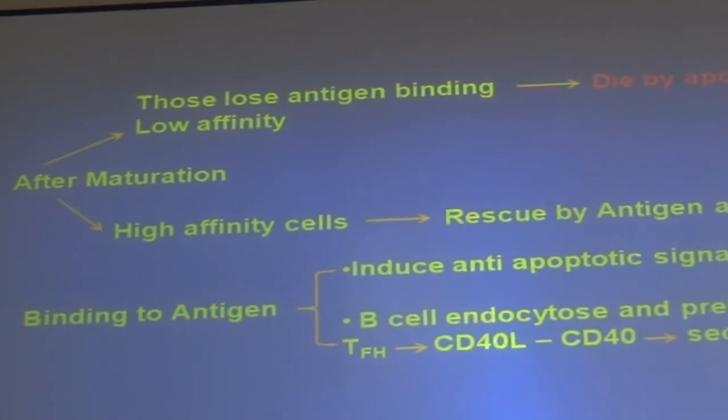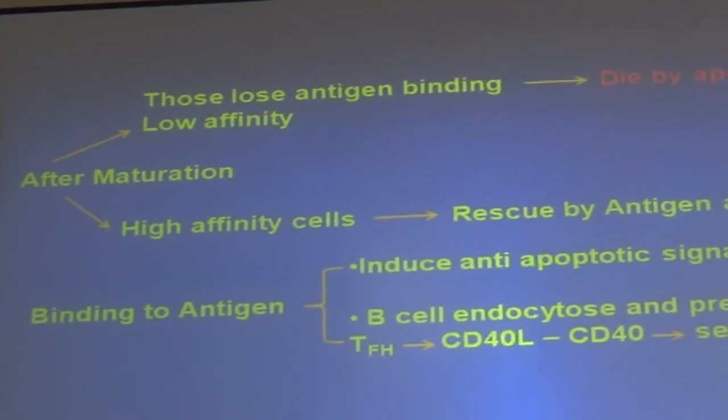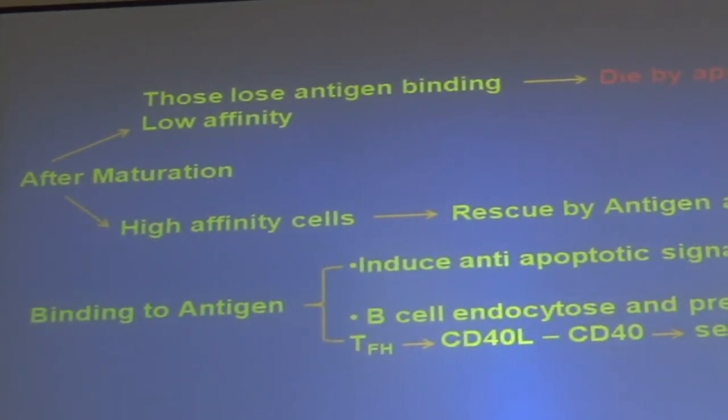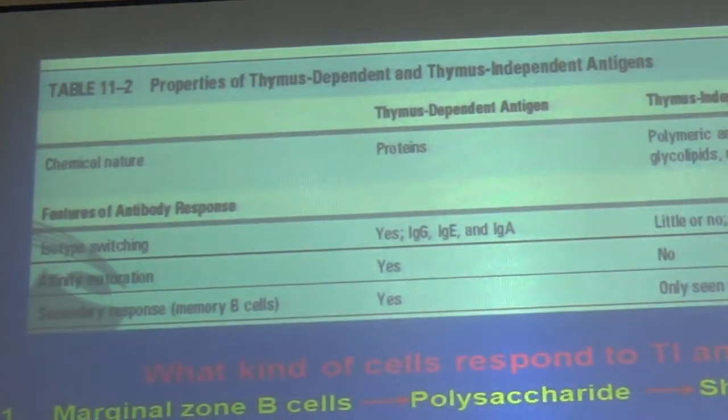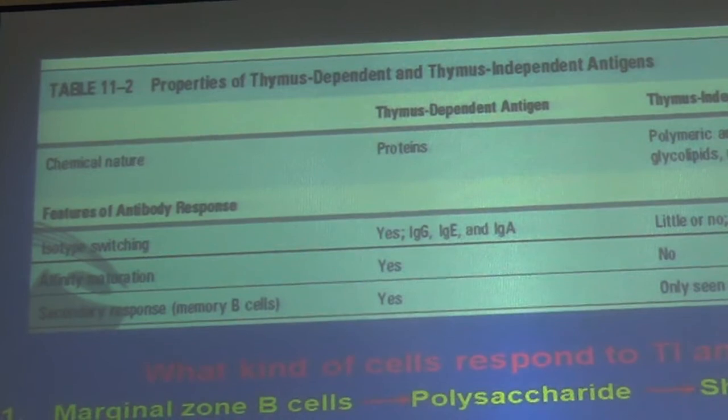TFH is for the T cells. Follicular helper T cell, which is found only in the follicular part of the gland. So this is the difference between them.